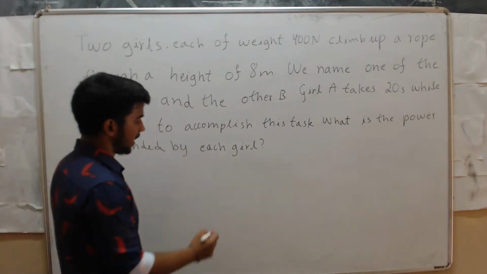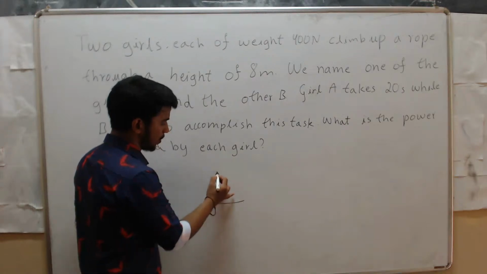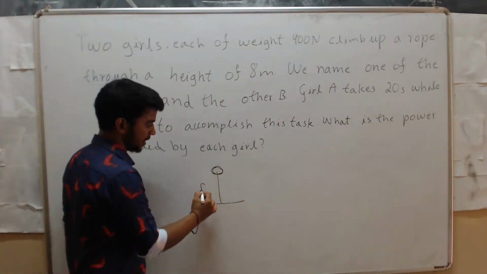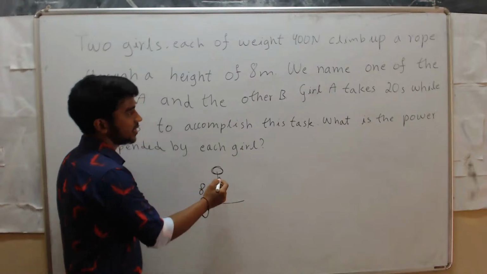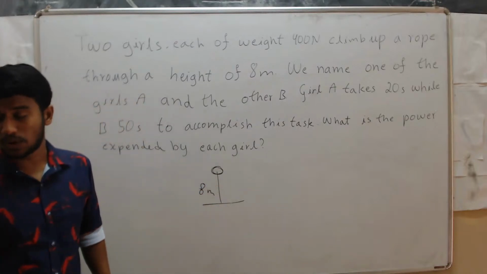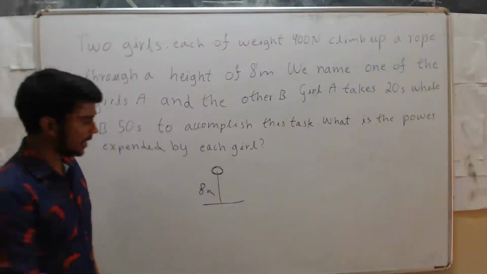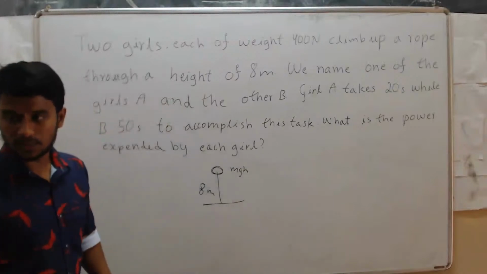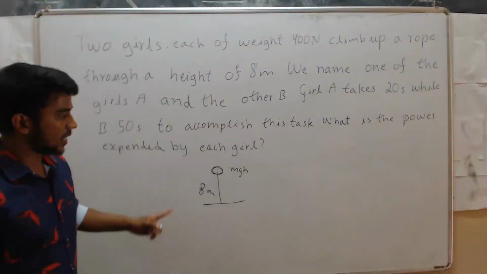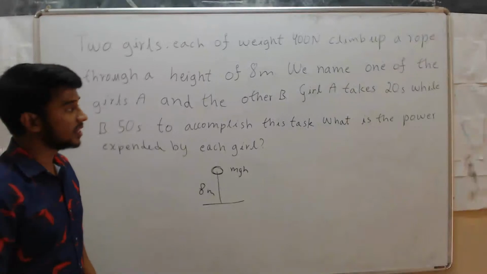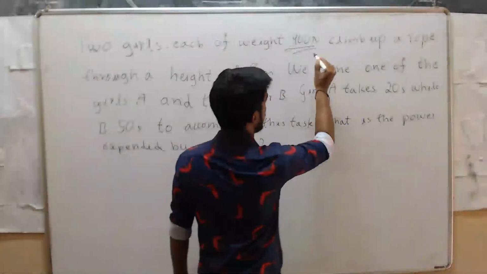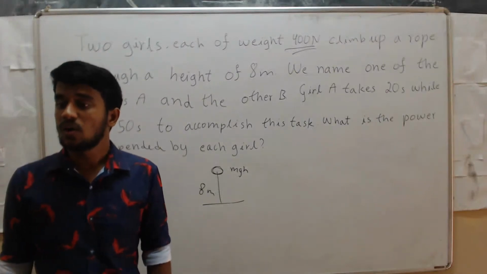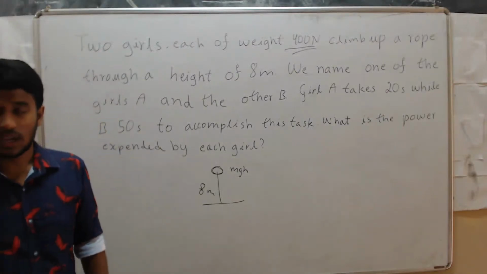For example, this is the ground. They will climb up a rope. At this position, say the distance from here to here is 8 meters. So now both the girls will possess potential energy, that is m into g into h. Now how do we calculate potential energy? See here, they have given the weight. I have told you, weight is nothing but a force.